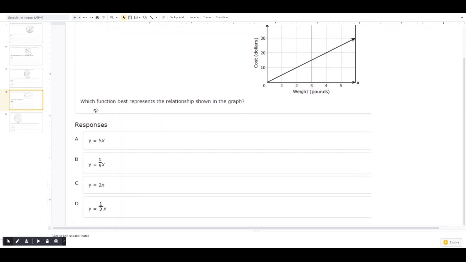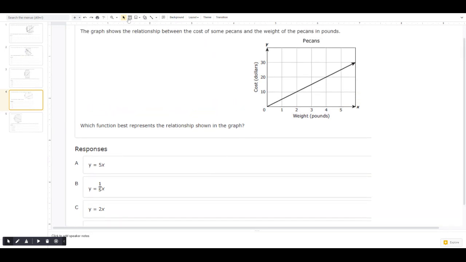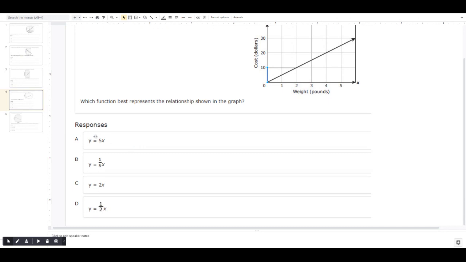Which function best represents the relationship shown on the graph? Well, if we look at our answer choices, a quick peek down here tells us the only thing that's different in these answer choices is this number right here in front of our x. That number in front of the x we know to be our slope. So some quick guesswork tells us that we need to find our slope. We've got a point here, so we draw our line there. We draw a line here. We count our rise over run. So we rise 10, not just 1. We rise 10, and we run from 0 to 2. We rise 10, run 2. So 10 over 2, 10 divided by 2, comes out to 5.